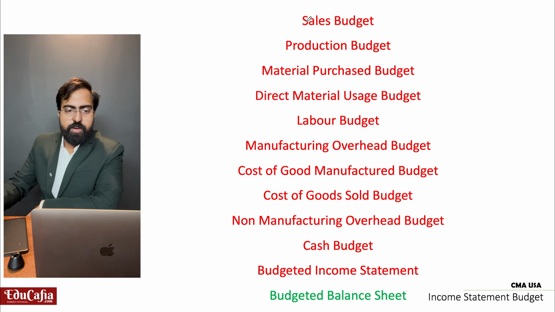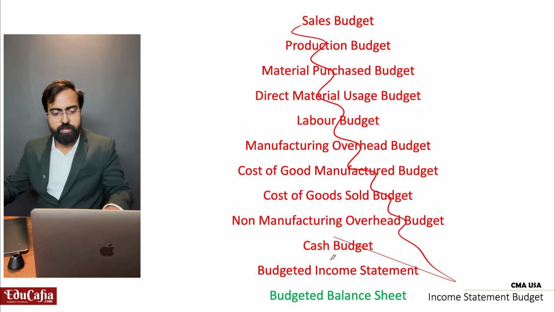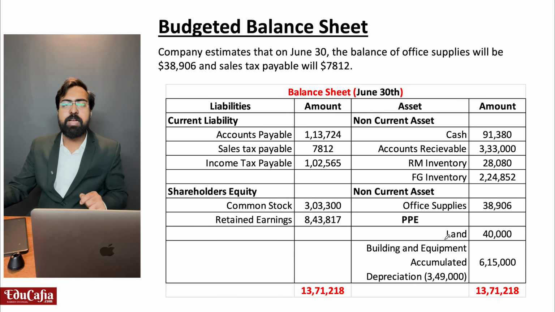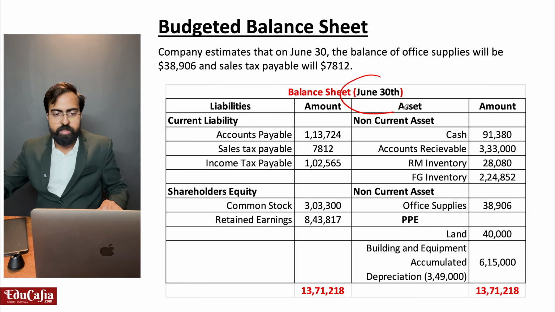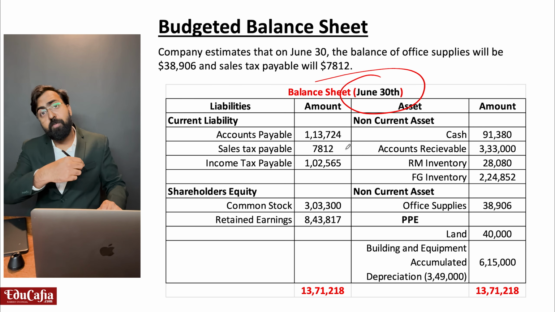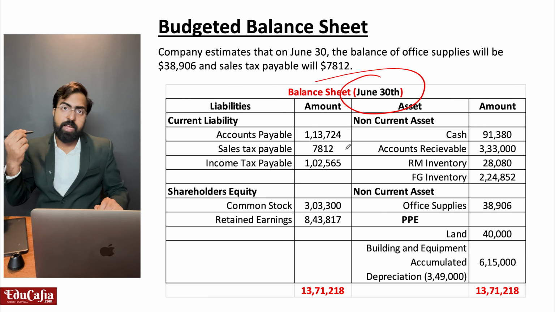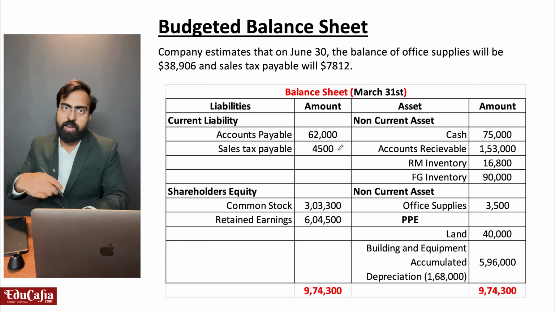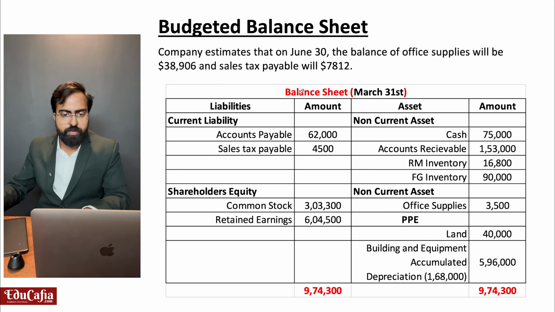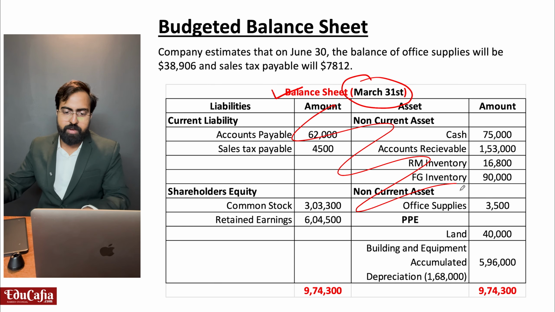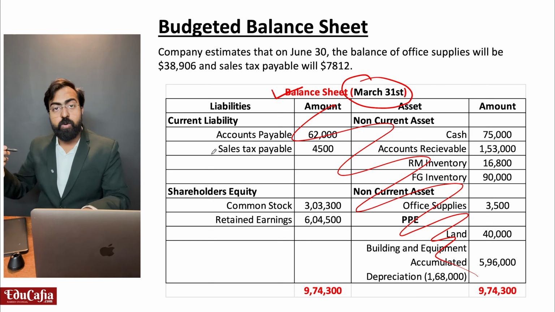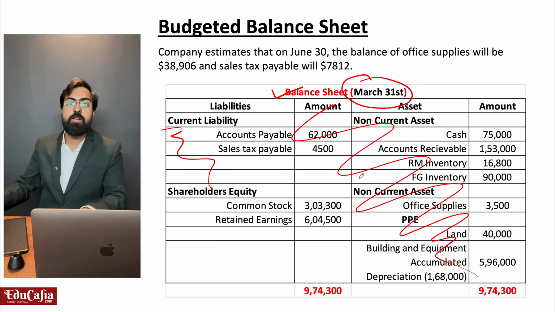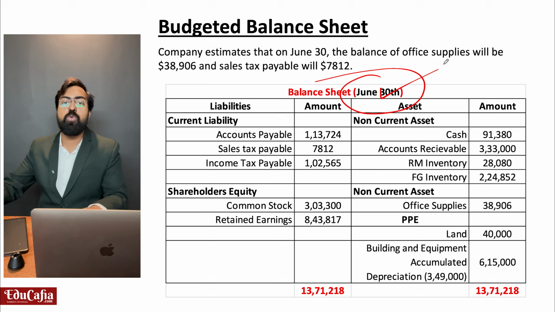So in the last videos, we were discussing all these budgets. Today we are going to discuss the budgeted balance sheet. This is the budgeted balance sheet of June 30th. For preparing it, we also require the last period, which means the last quarter, March 31st. So the March 31st balance sheet we also have, because the amounts in this balance sheet are accumulating. Without it we can't do June 30th.